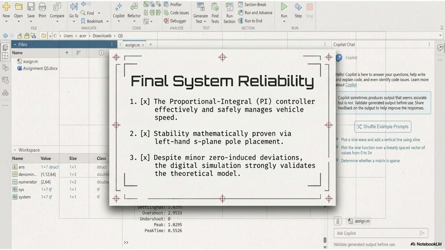Finally, looking at our overall system reliability, we can draw three main conclusions. First, the PI controller effectively and safely managed the vehicle's speed. Second, the stability of the system is mathematically proven via the left-hand s-plane pole placement. And third, despite the minor zero-induced deviation, our digital MATLAB simulation strongly validates our theoretical mathematical model.